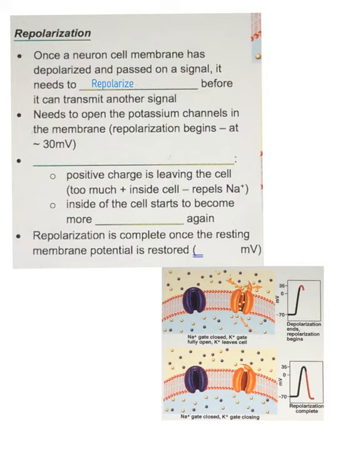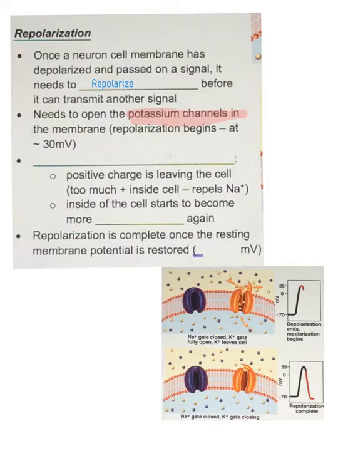It can't stay in the state where it's going to have more positives on the inside and more negatives on the outside. So what needs to happen then is it needs to open the potassium channels in the membrane. And if you look over here, the potassium channels are in orange. So remember, the sodium channels closed once we got to depolarization. Repolarization will occur at about positive 30 millivolts. So we get to approximately about here, and that's when the sodium channels close and the potassium channels start to open.